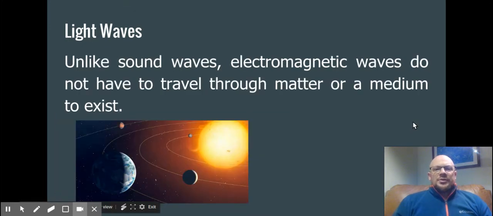Unlike sound waves, electromagnetic waves do not have to travel through matter or a medium to exist. And so you see that that's the sun shining light on the earth there. That's how the sunlight's able to get here. It doesn't need particles or molecules the way that sound does.